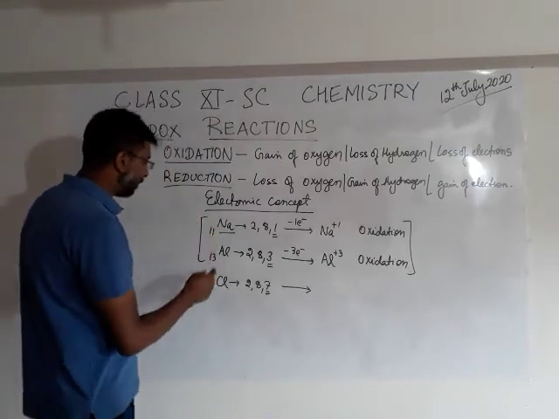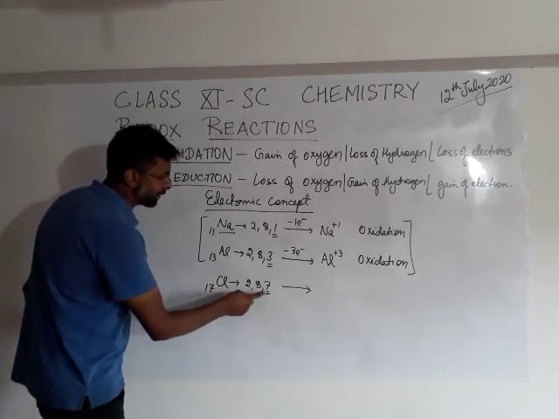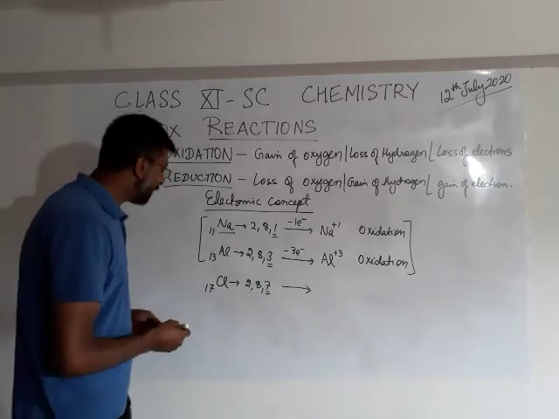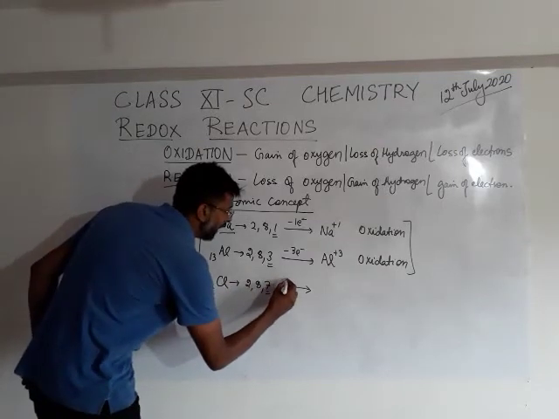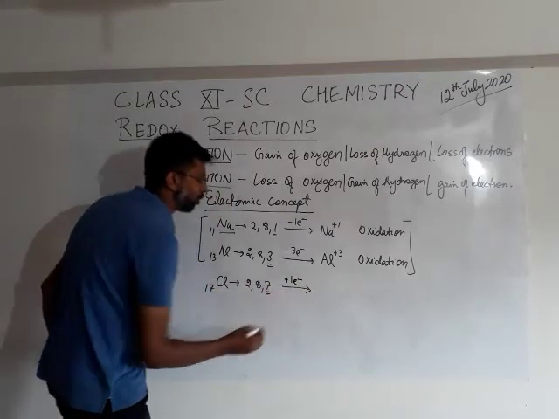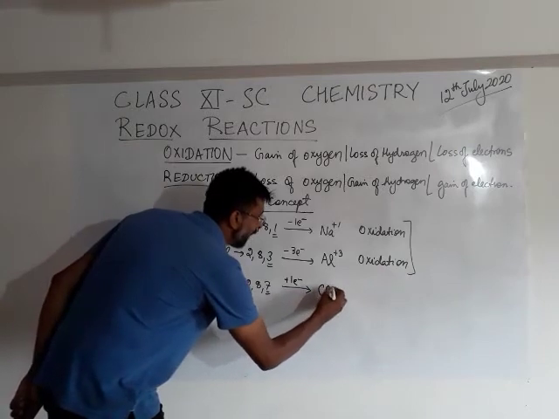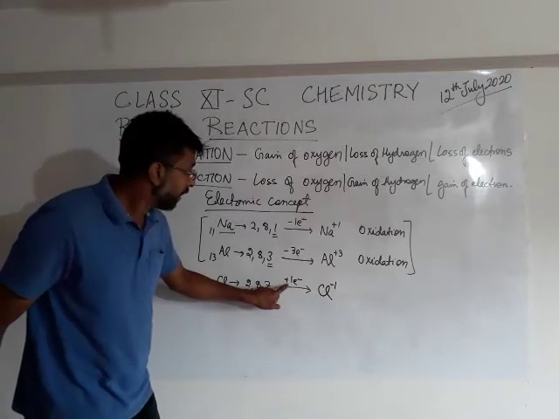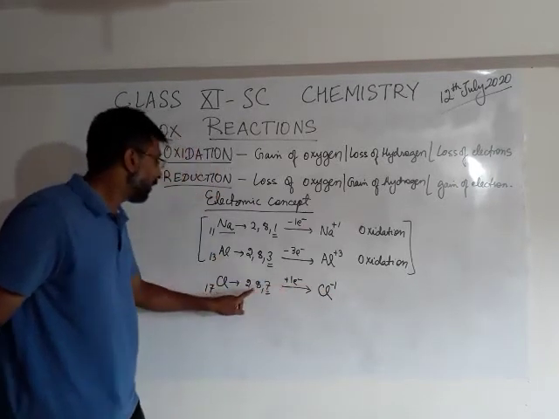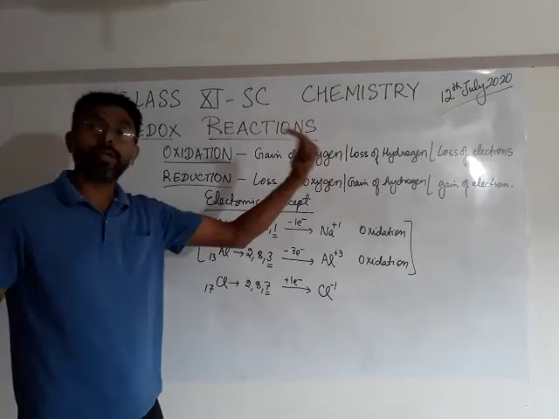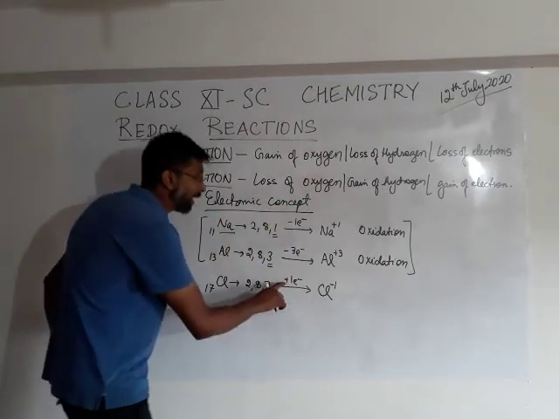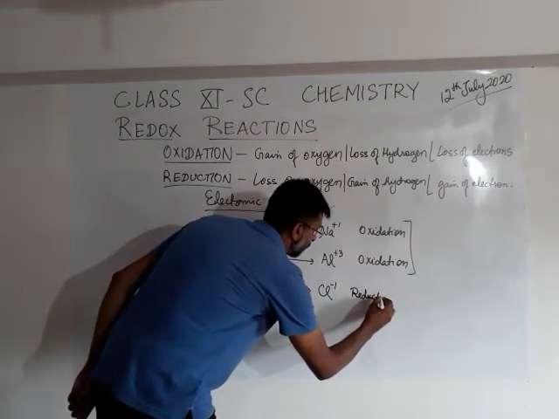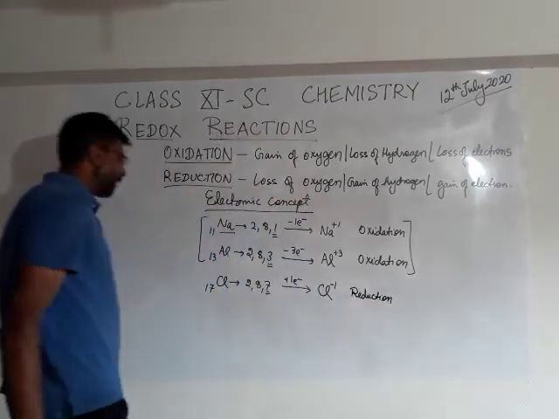And non-metals have a tendency to accept electrons. So this chlorine, which is a non-metal having 7 electrons in its valence shell, is short of 1 electron to make an octet. That is why this chlorine atom will gain 1 electron to become chloride ion, Cl-. Since there is gain of electrons, this is reduction. It is getting reduced.